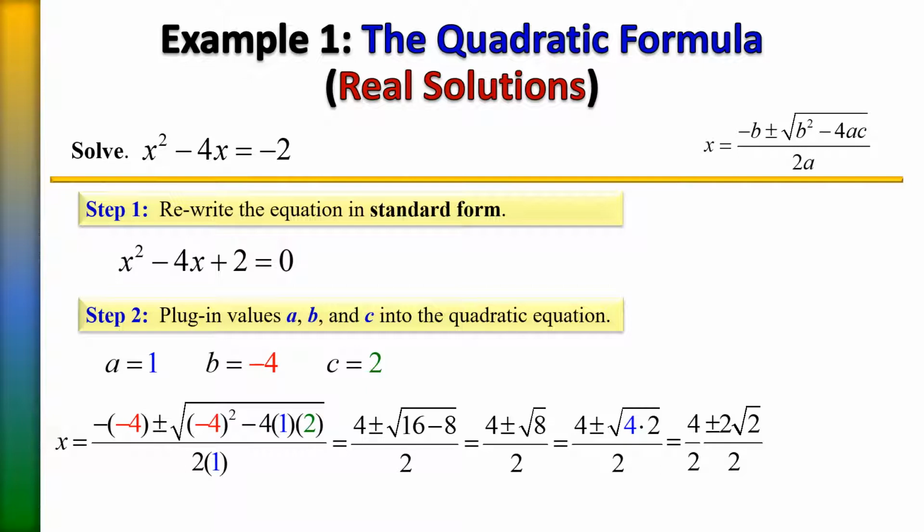Now, notice I wrote it with a 2 underneath both terms. Recall that you had 2 terms here, and they shared a denominator of 2. I simply placed that 2 underneath both terms so that I can simplify this expression. 4 divided by 2 equals 2. I can cancel the 2's here, and that leaves me with 2 plus or minus the square root of 2.